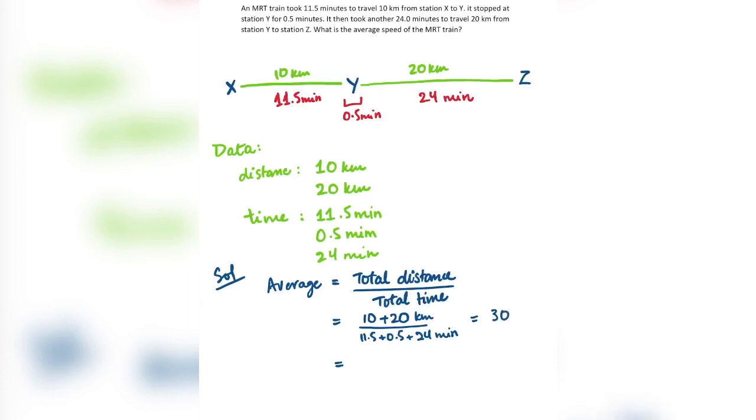After calculation we have 30 kilometers upon 36 minutes. But this minute we will have to convert into hours, because kilometer per minute is not a proper unit. We have to do it in kilometers per hour. So let's do a little rough work over here. We have to do 36 divided by 60, because 1 hour has 60 minutes. 36 divided by 60, and the answer will be 0.6 hours. So then we are going to write it like this: 30 kilometers upon 0.6 hours, and after dividing 30 by 0.6 we get the answer 50 kilometers per hour.